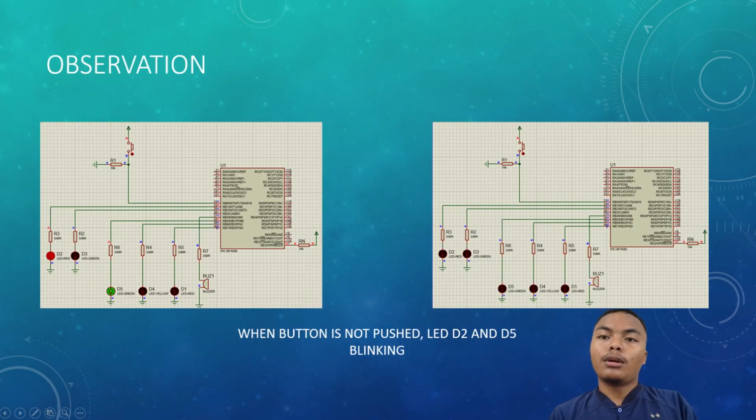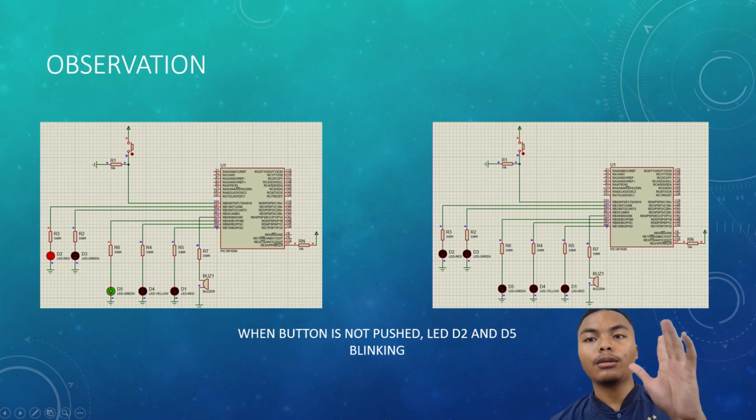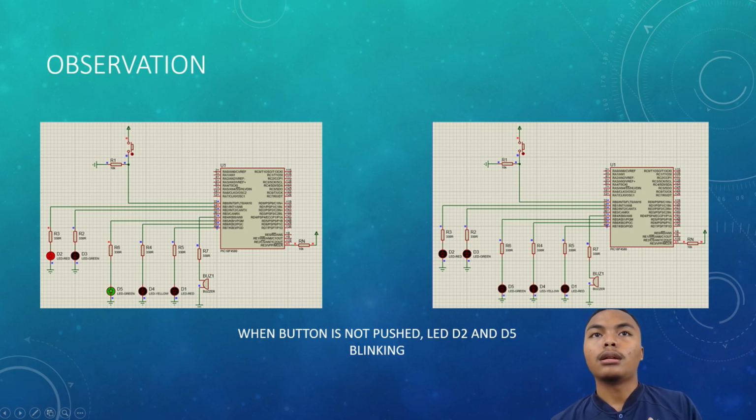So here is our observation and our result for our PIC18F4580 circuit. When the button is not pushed, the LED D2, the red LED, and D5, the green LED, will blink. The green LED represents go for the traffic light on the road, and the red one is for the pedestrian.